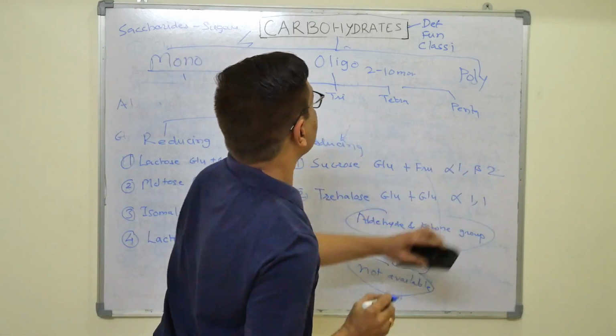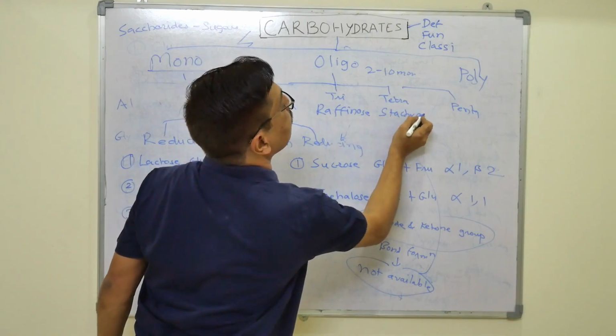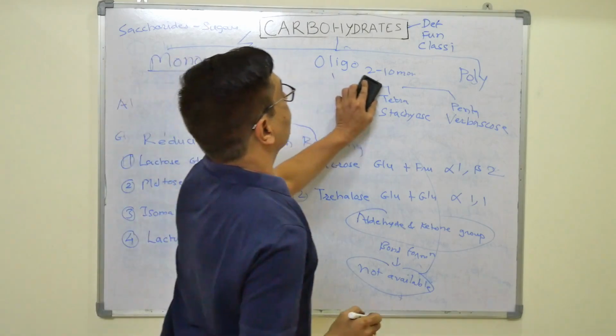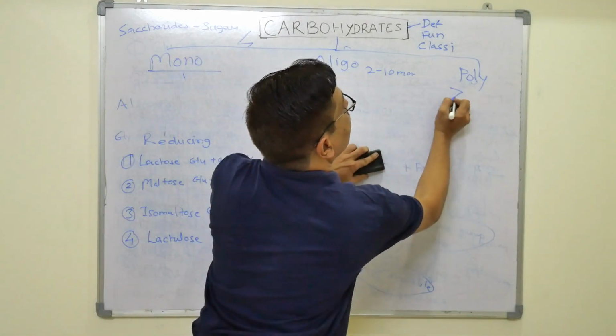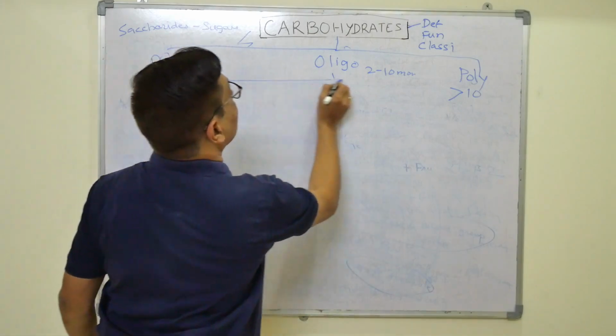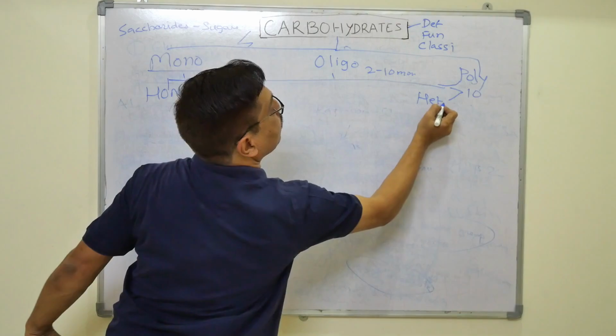An example of a trisaccharide is raffinose, a tetrasaccharide is stachyose, and a pentasaccharide is verbascose. Polysaccharides are carbohydrates having more than 10 monosaccharide units linked by glycosidic linkages. They are classified as homopolysaccharides, made up of single monomeric units, and heteropolysaccharides, made up of different monosaccharide units.